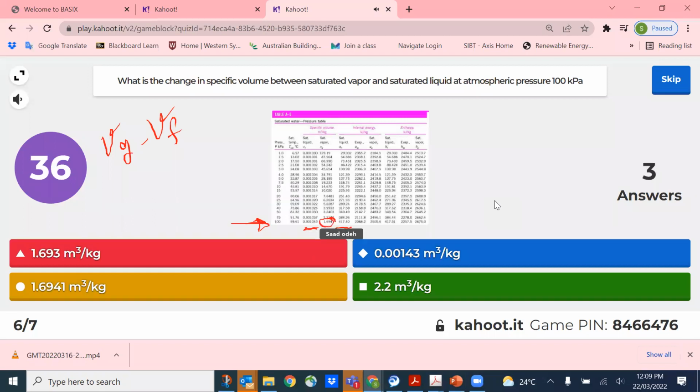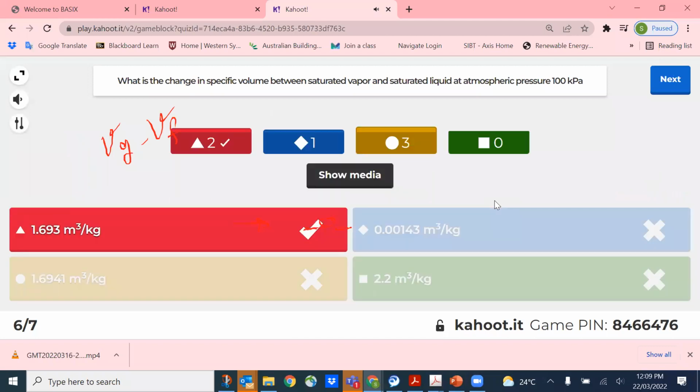Or you can take this. Yeah, you can take the VFG from the table, or you can do this. Because VFG is the difference between the specific volume of the gas minus the specific volume of the liquid. Yeah, but you may need more practice at home.